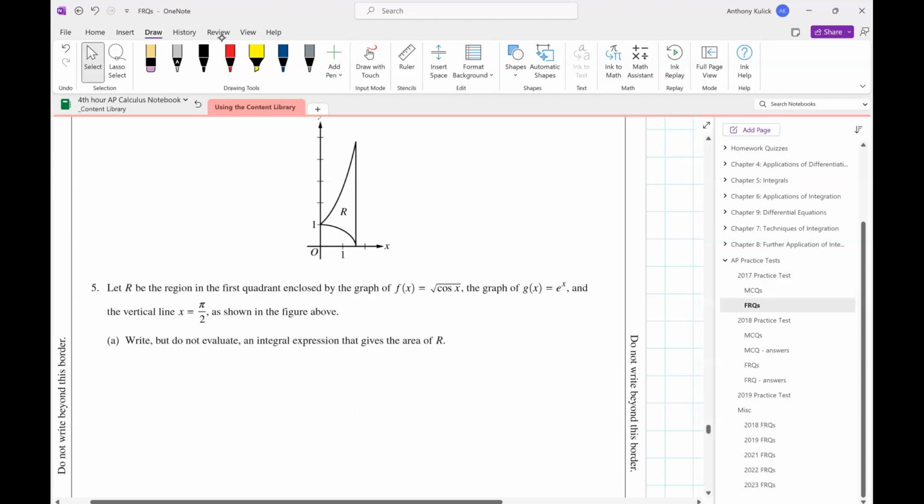All right. Let's look at 5. So it says, let R be the region in the first quadrant enclosed by the graph of f of x equals yada, yada, yada, and g of x equals yada, yada, yada, and the vertical line x equals pi over 2, as shown in the figure above. Write, but do not evaluate the expression that gives you the area of R. Okay. First question I'm going to ask you, looking at the graph, how can you tell which curve is F and which is G?